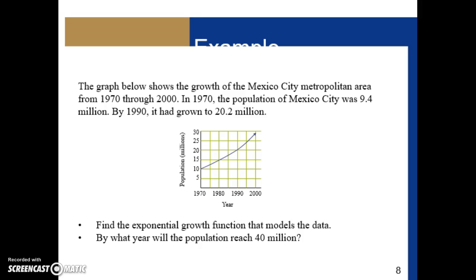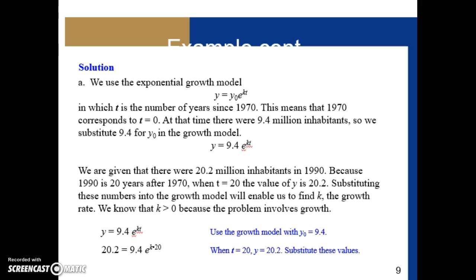And then they'll ask us a second question. So this question might say, in 1970, initial population was 9.4. 1990, it had grown to 20.2 million. In what year will it reach 40 million? So that's what a typical question would look like. So let's see how we go about answering this. We know we're going to use the exponential growth model. It's a population of humans. It's what we use to model growth in populations of humans or anything living for that matter.